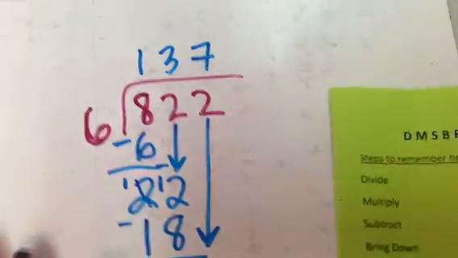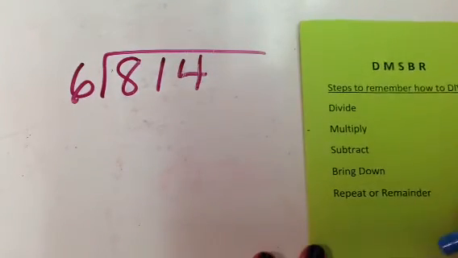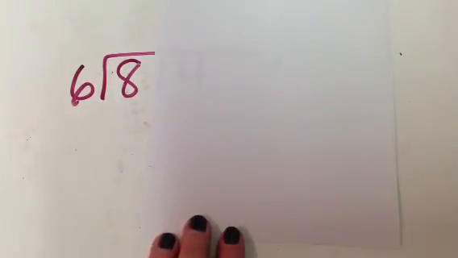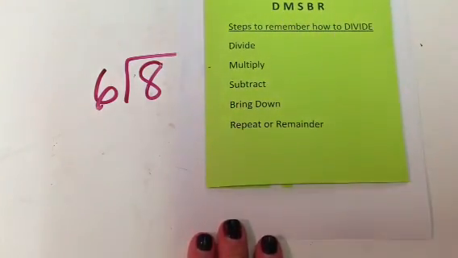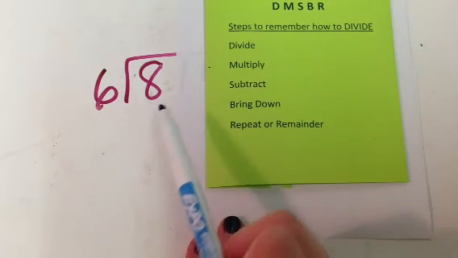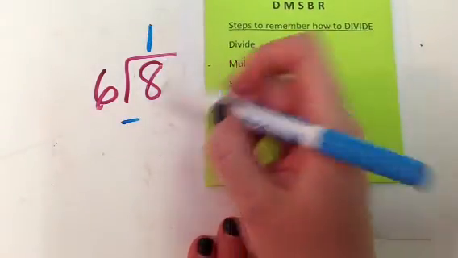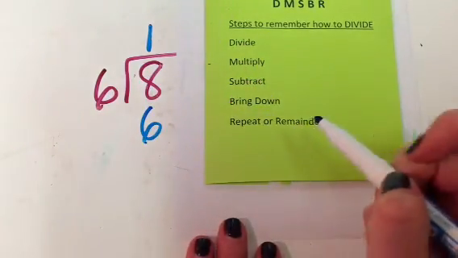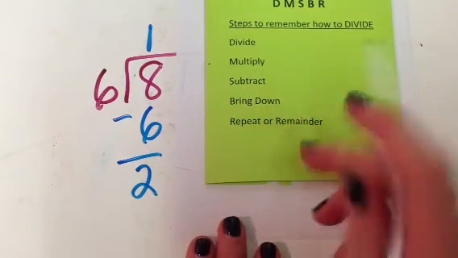Let's look at another example. 6 into 814. So again, I can deal with it in small chunks. I'm going to cover up the 1 and the 4 and just go kind of one number at a time and ask myself my DMSBR. Okay? Can I divide 6 into 8? Yes, I can. How many times can 6 go into 8? Well, it can go once. And then I multiply, right? 6 times 1 is 6. And now I subtract. 8 minus 6 is 2. And now I bring down.